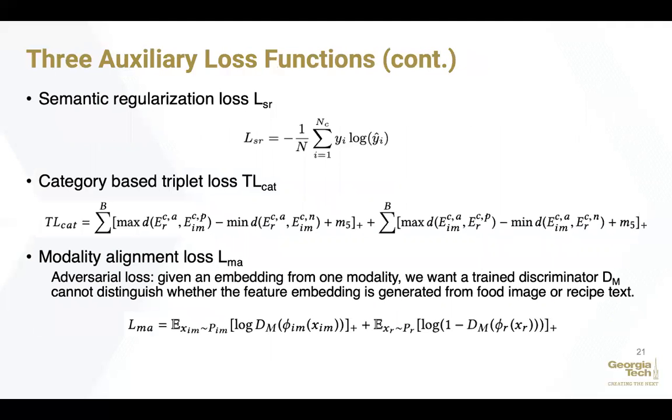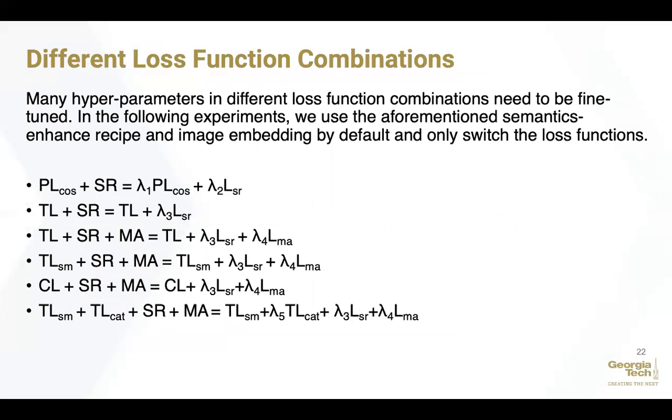Modality alignment loss is used to optimize the alignment between the embeddings from the two modalities. When given an embedding from one modality, we hope the chained discriminator cannot distinguish whether the feature embedding is generated from a food image or recipe text. Here are some examples of combinations of primary loss and auxiliary loss.